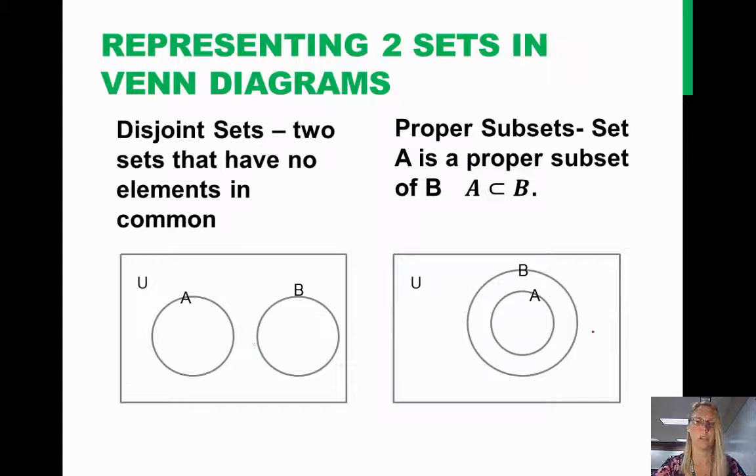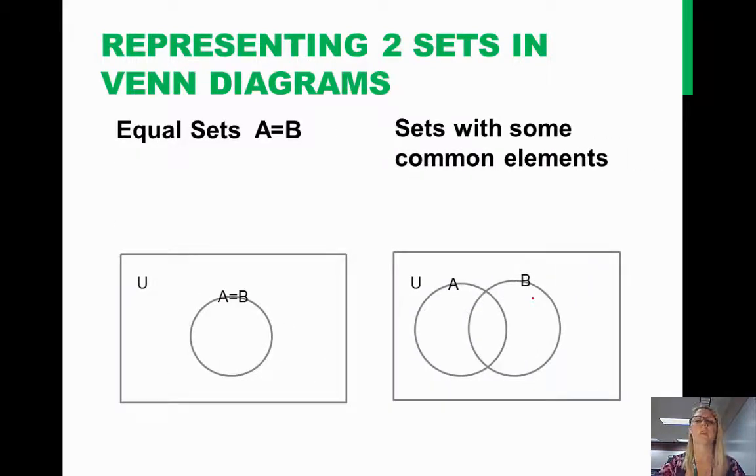In the second one, we have proper subsets, where we have a set B with a proper subset of A within it. In the third one, we have equal sets. They are actually A equals B, and it's just one circle.